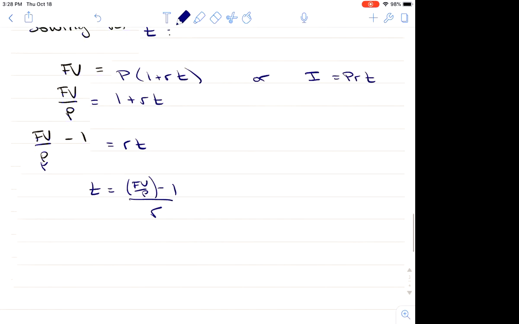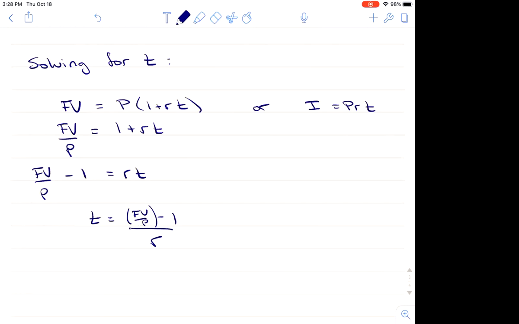Or if we're lucky enough to know the amount of interest, that's great, because then we can just divide both sides by P times r and be done with it.